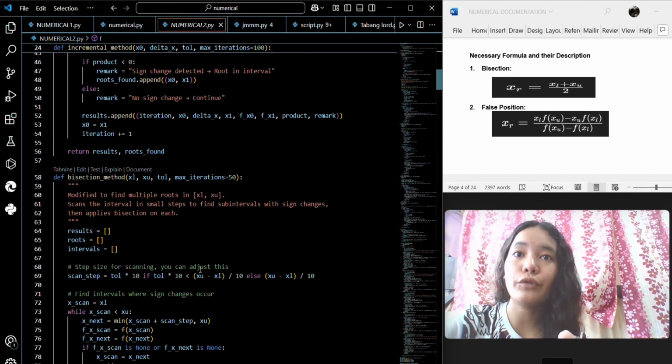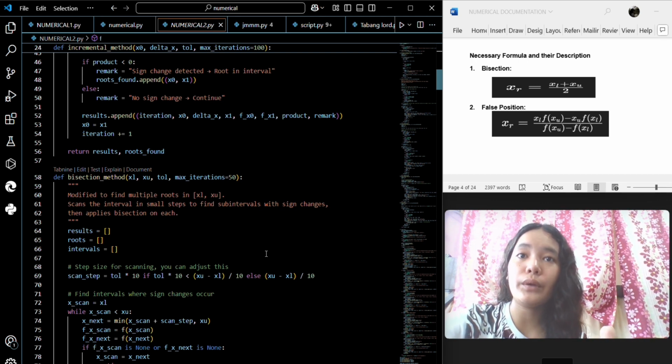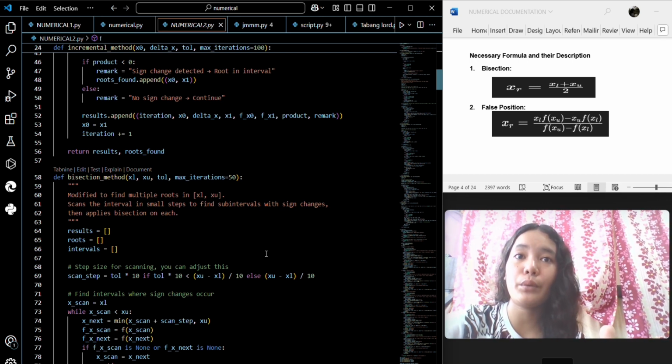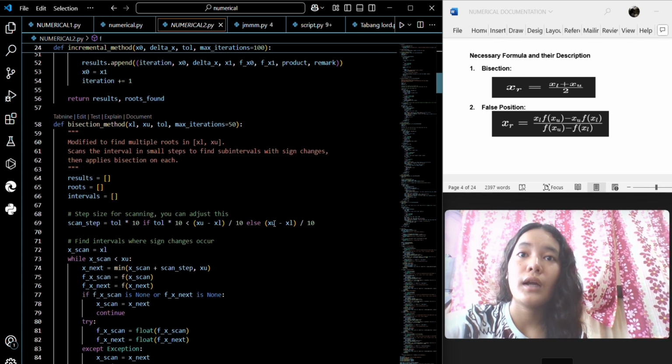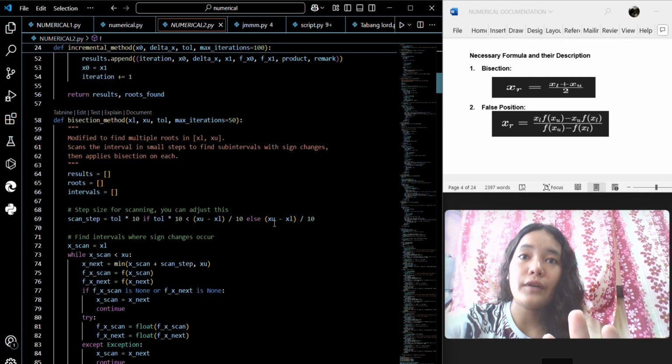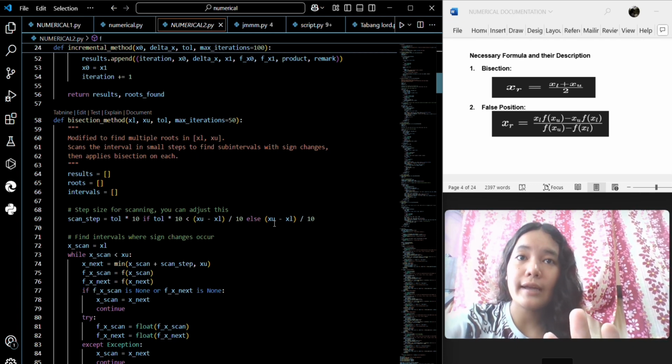Then, let's move forward to the bisection method. The bisection method works only when the function changes sign between xl and xu. Calculate the midpoint xr, which is equal to xl plus xu divided by 2. Check the sign of f of xr. Replace either xl or xu based on where the sign change remains. Repeat until the error is within tolerance.